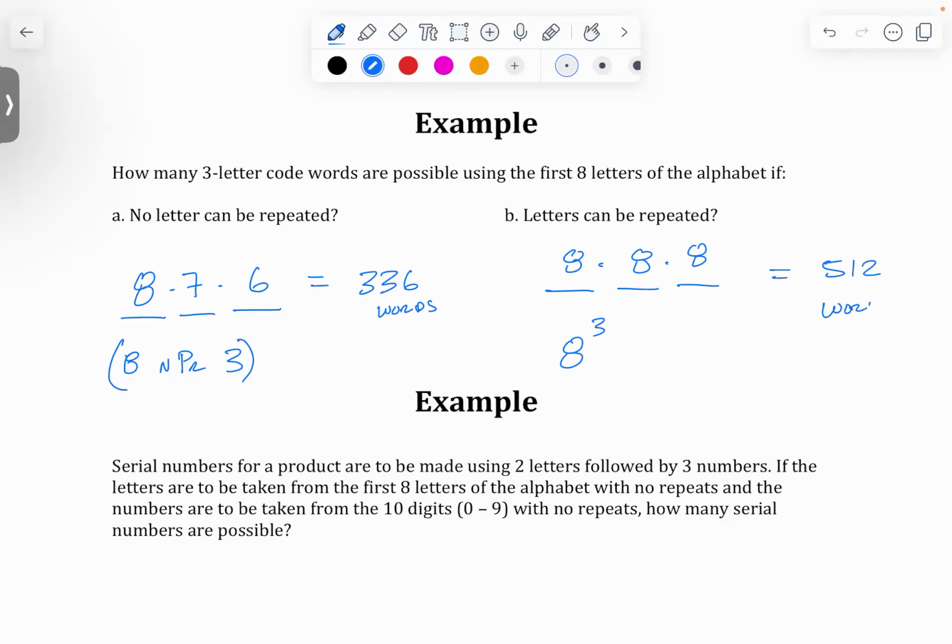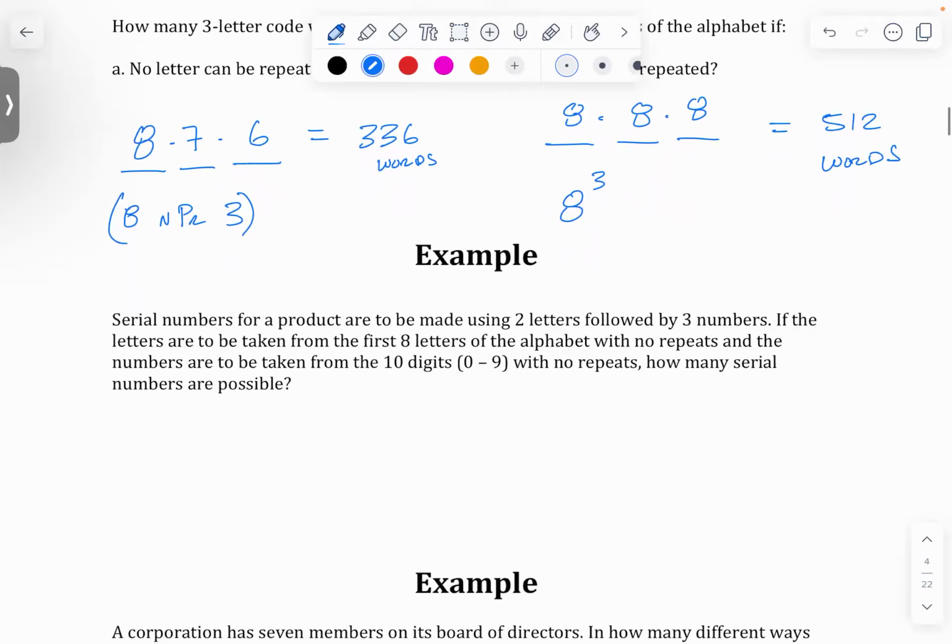That gives 512 words. We're pretty loose with the word "words," right? Serial numbers for a product are to be made using two letters followed by 3 numbers. If the letters are to be taken from the first 8 letters of the alphabet with no repeats, and numbers from the first 10 digits, no repeats, how many serial numbers are possible?